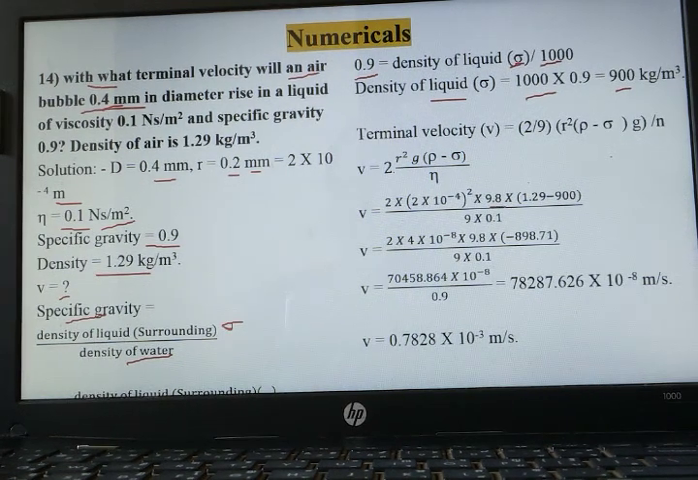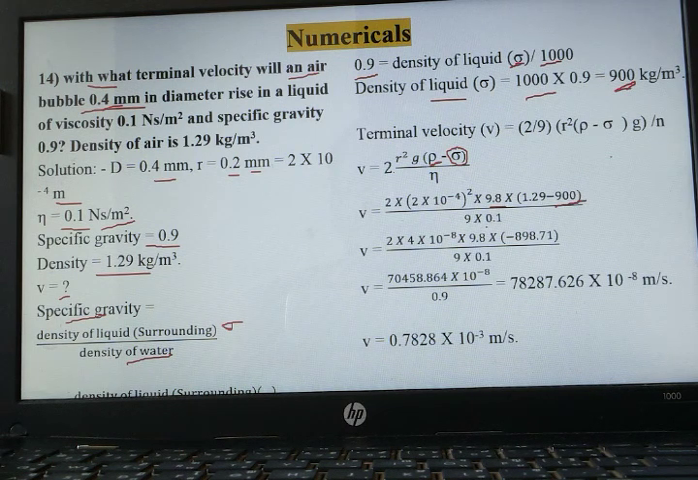Now rho. Over here we will be taking the density of air. This rho will be fixed. The other one we always have to take as the density of the liquid only. This is the density of air, so we are substituting 1.29. The density of the liquid we have found out over here was 900, so we will be substituting this value.